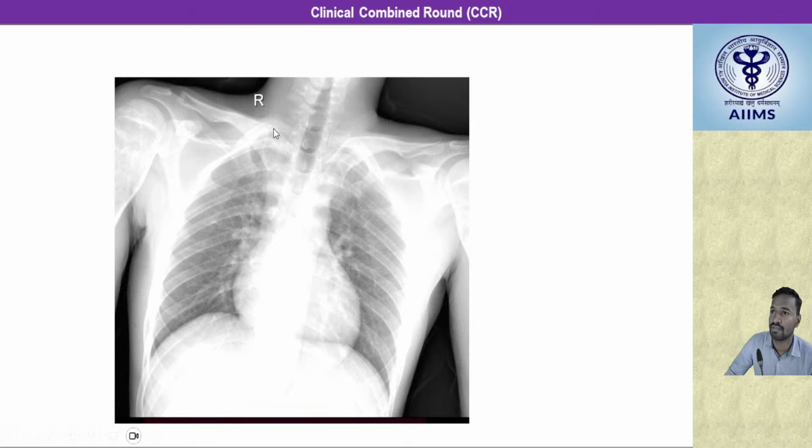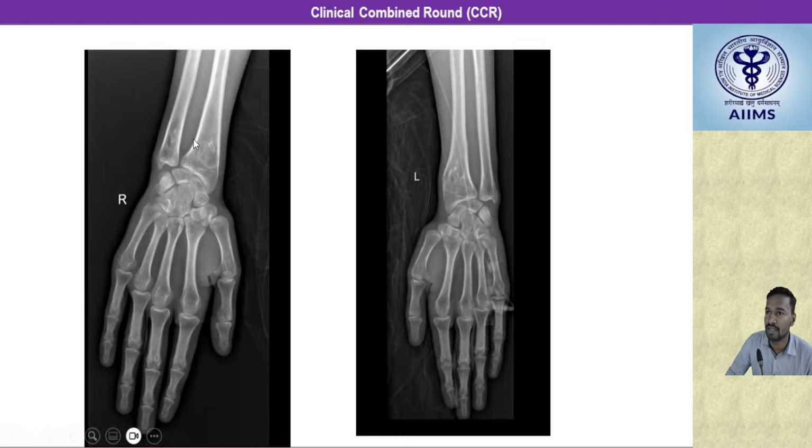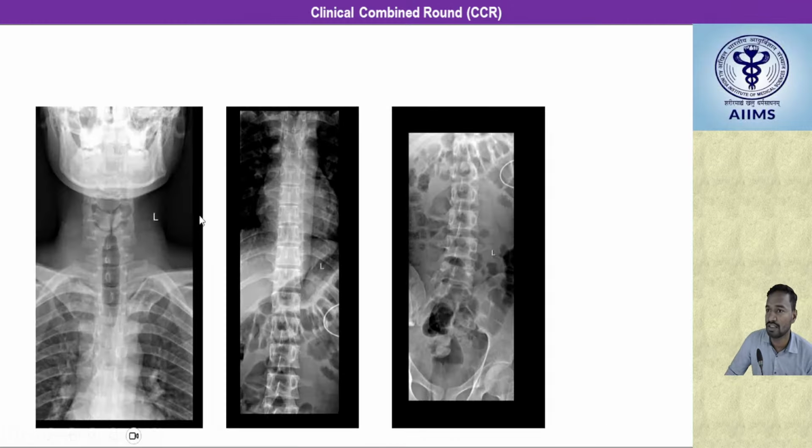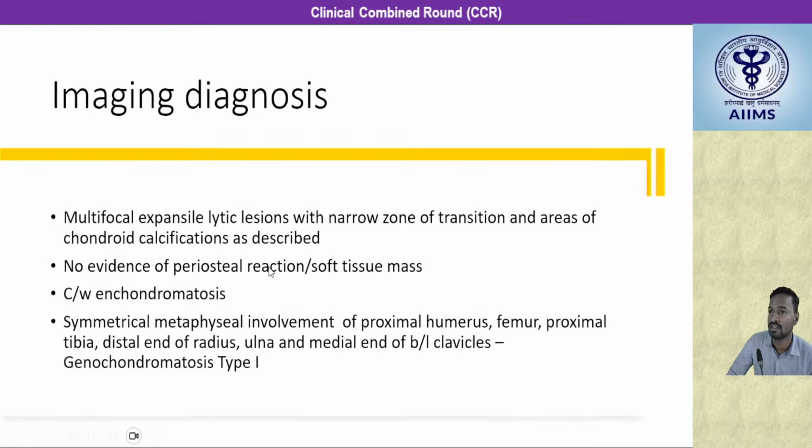shows fusiform enlargement of the bilateral medial end of the clavicle, with expansion within the medullary cavity. A similar lesion is also noted in the distal end of the radius bilaterally and the right side of the ulna. Here also we can appreciate the chondroid matrix mineralization bilaterally. The skull X-ray shows no lesion, and screening of the spine shows no focal lesion.